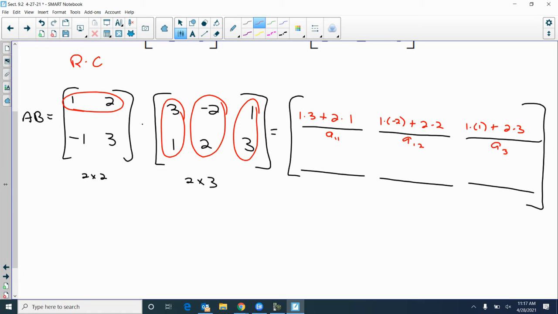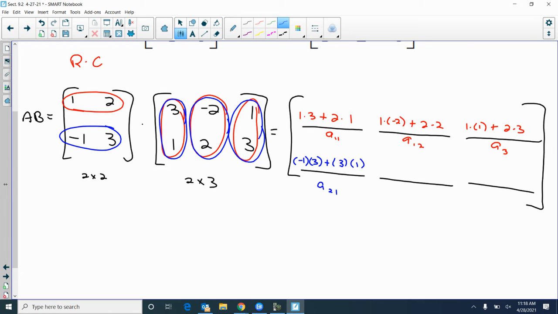Now, to find your next row, you're going to move down to the row of the original one here, -1, 3, and you're going to multiply that by all 3 columns. Okay. So the number of elements in a row must match the number of elements in a column. That's why the 2 middle dimensions have to match up. So you have the same number to multiply. And so this one's going to be -1 times 3 plus 3 times 1. And that is A21, second row, first column.